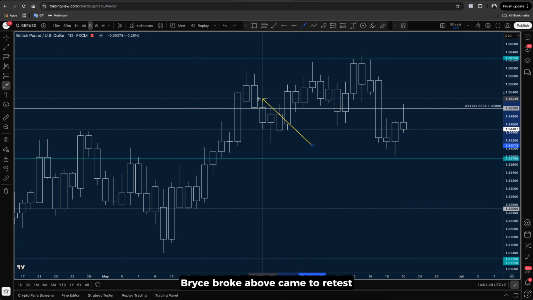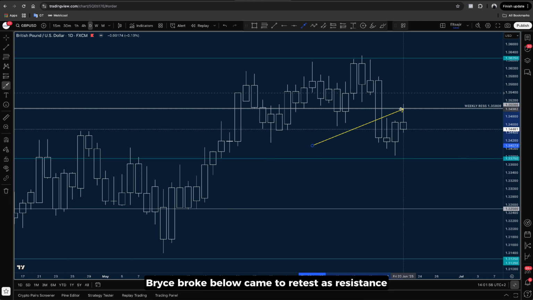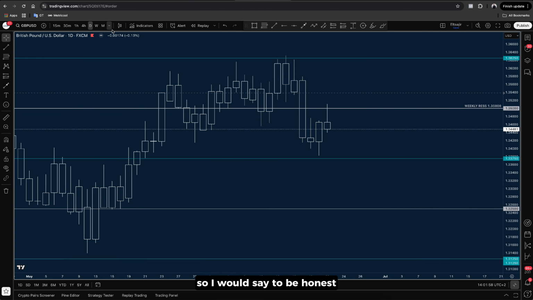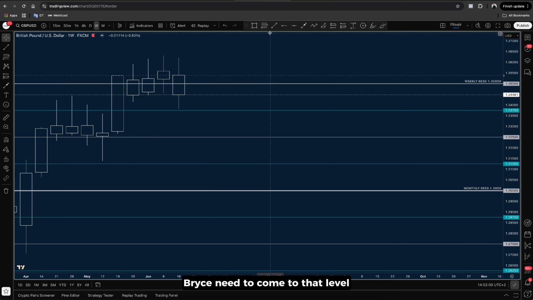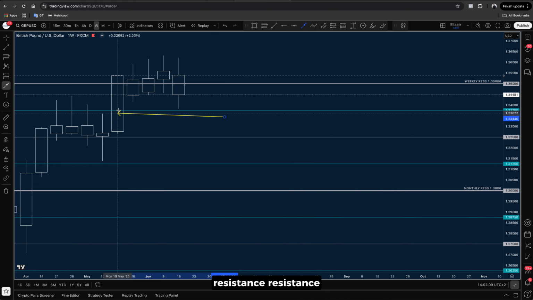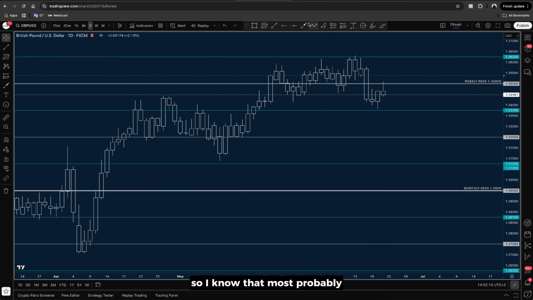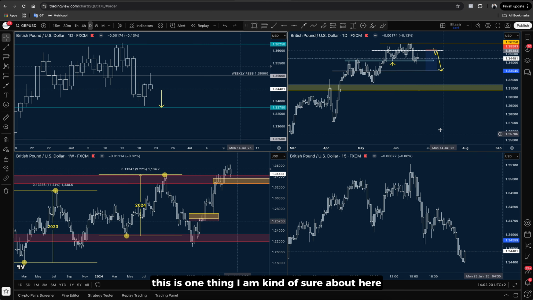Price broke above, came to retest, broke below, resistance, resistance, broke above, support, support, support, support. Price broke below, came to retest as a resistance. So I would say, to be honest, price needs to come to that level here. You see 1.33750, because you can see resistance, resistance, resistance. Price broke above, didn't come to retest as support. So I know that most probably price will come to retest this level. This is one thing I am kind of sure about.